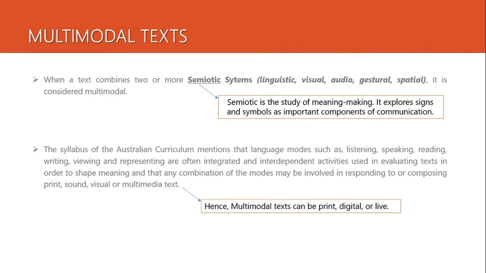Ma'am, question, what is semiotic system? Semiotic is the study of meaning making. It explores signs and symbols as important components of communication.